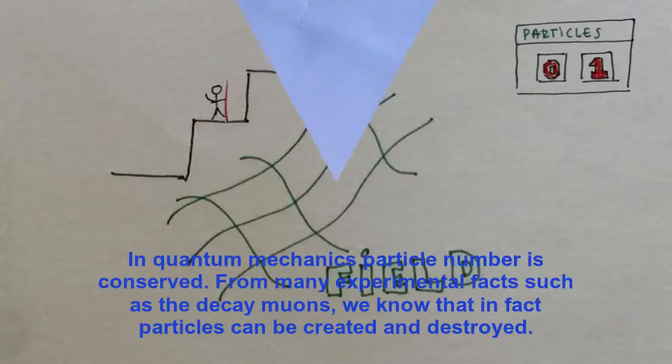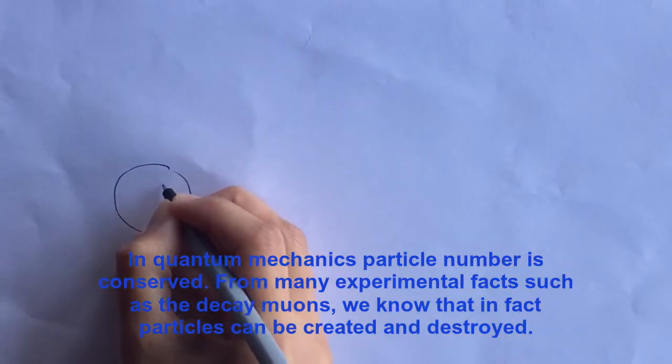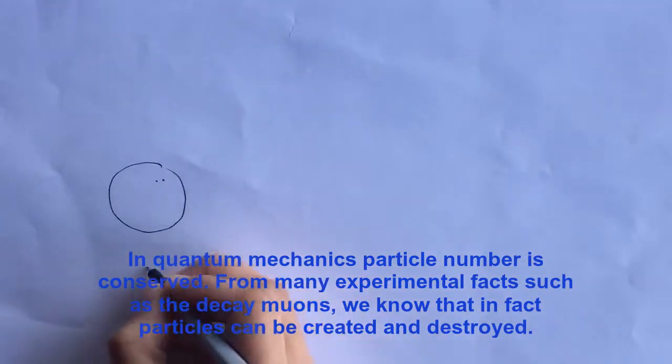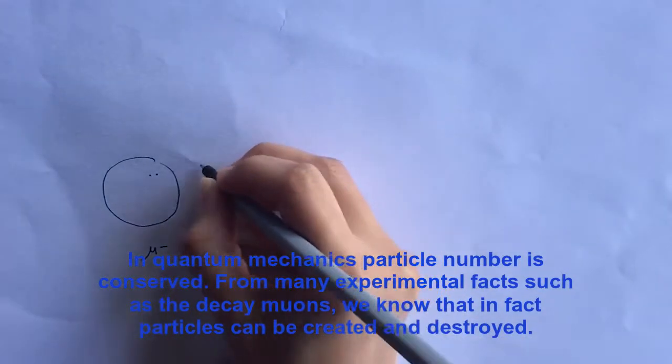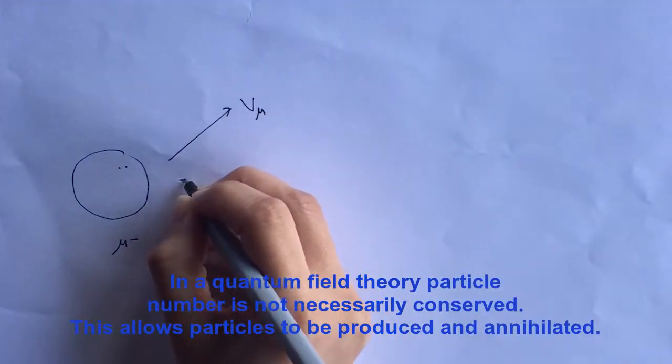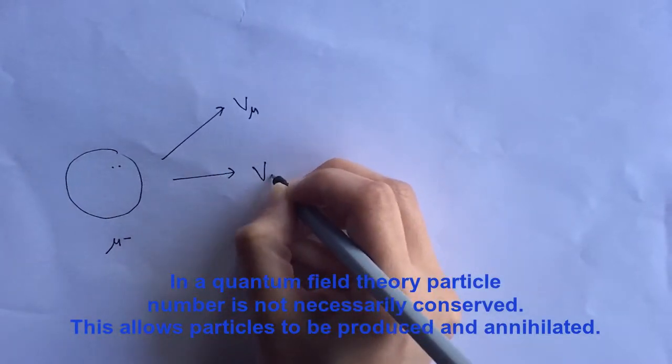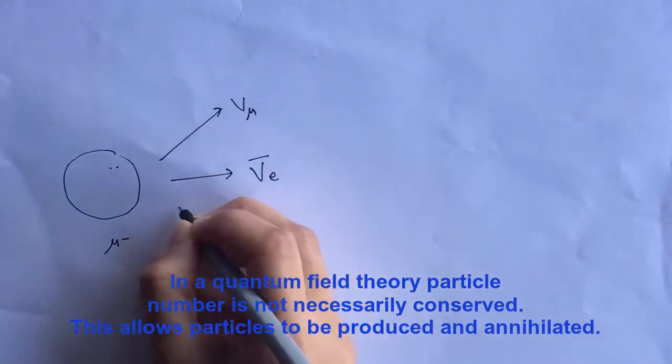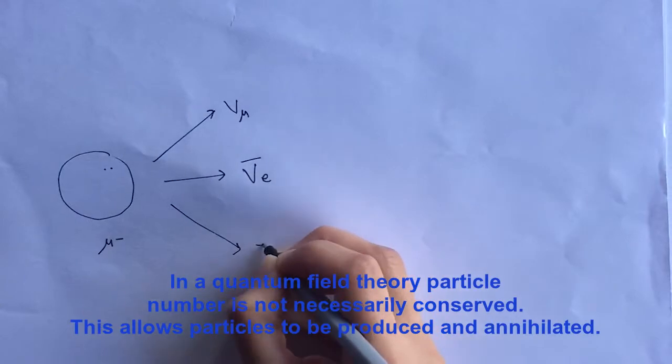In quantum mechanics, particle number is conserved. From many experimental facts, such as the decay of muons, we know that in fact particles can be created and destroyed. In a quantum field theory, particle number is not necessarily conserved. This allows particles to be produced and annihilated.